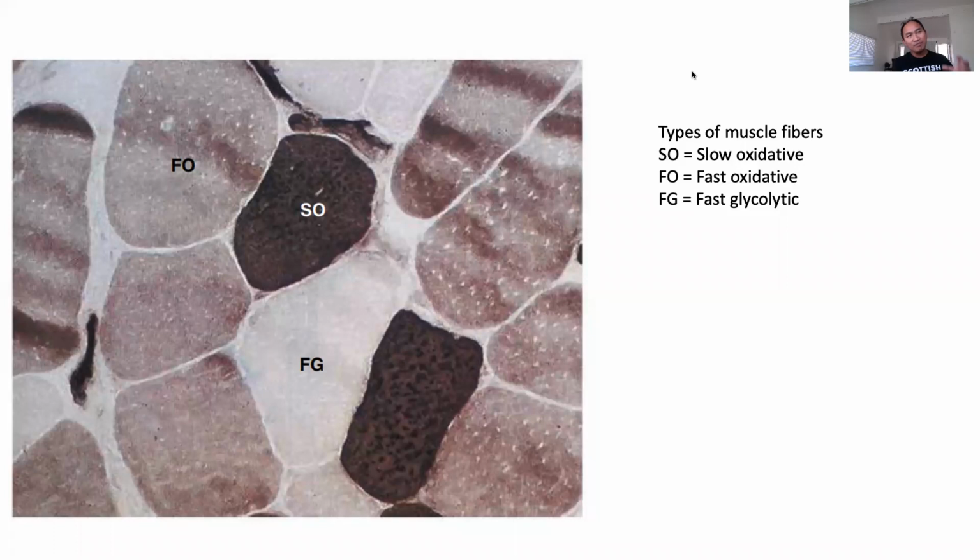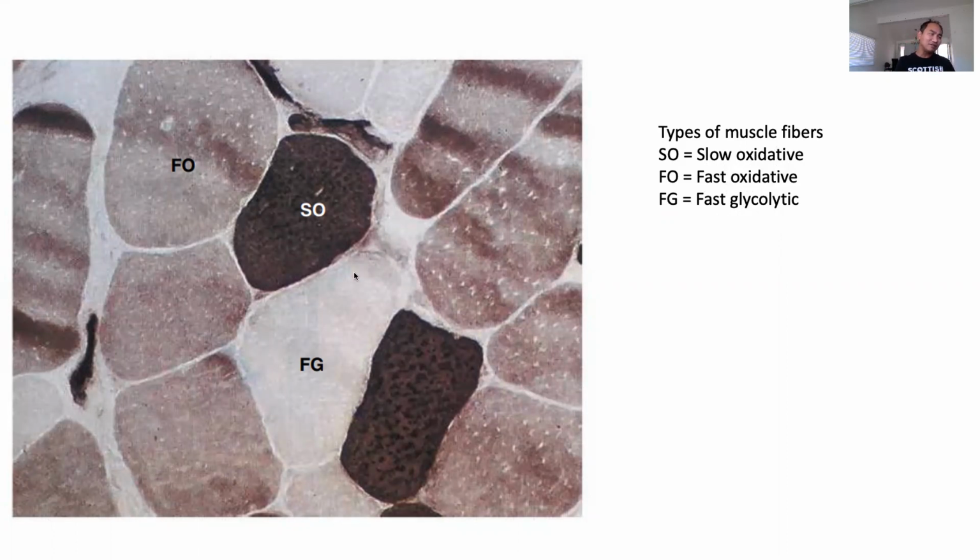So if we mix these two types together, we get three types of muscle fibers: fast glycolytic fibers, which contract fast using glycolysis; fast oxidative fibers, which contract fast using oxygen; and slow fibers, which use oxygen, the slow oxidative fibers. So let's look at the microscopic slide cross-section of the skeletal muscle.